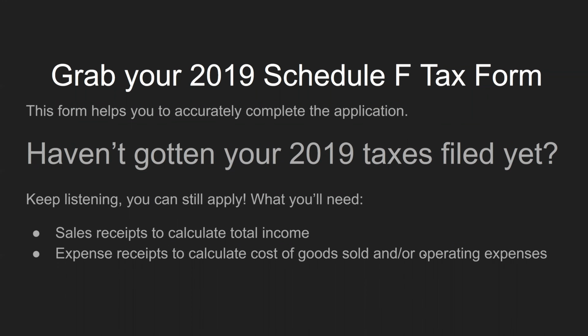First, we recommend that you track down your 2019 Schedule F tax form. This is your schedule for profit or loss for your farming or ag operation enterprise. This form helps you to accurately complete the application, and if you haven't gotten your 2019 taxes filed yet, you will need to track down your sales receipts to help you calculate total income on the operation, as well as your expense receipts to calculate your cost of goods sold and or your operating expenses.